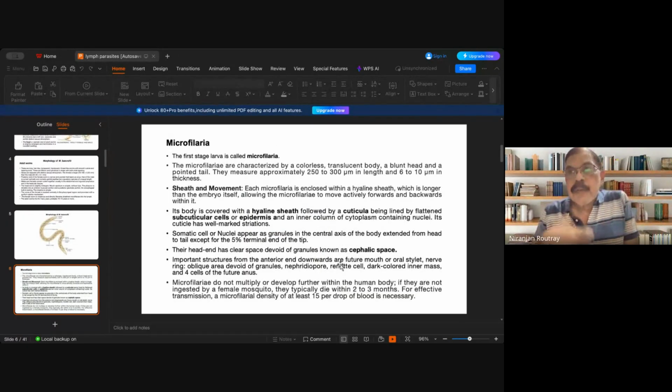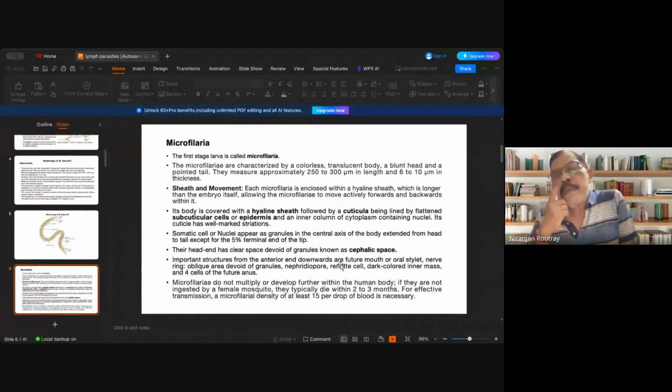Then the next important stage is the microfilaria. Microfilaria is the larval stage of Wuchereria bancrofti. The microfilariae are characterized by a colorless, translucent body. Now, transparent and translucent are two different things. Transparent means light can easily pass through. Translucent means light will pass through, but not completely. There is a blunt head and a pointed tail.